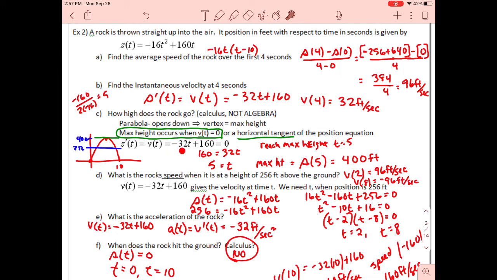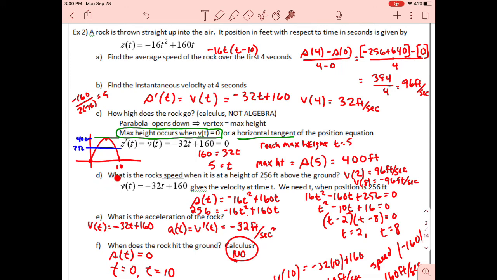So we take the derivative, and we get negative 32t plus 160, which we had already done before. We set it equal to 0. Negative 32t plus 160 equals 0. We solve, bring the 32t over here, divide by 32, and you get t equals 5. So we know it reaches a maximum height when t equals 5 seconds. So the maximum height will then be s of 5, which is 400 feet.